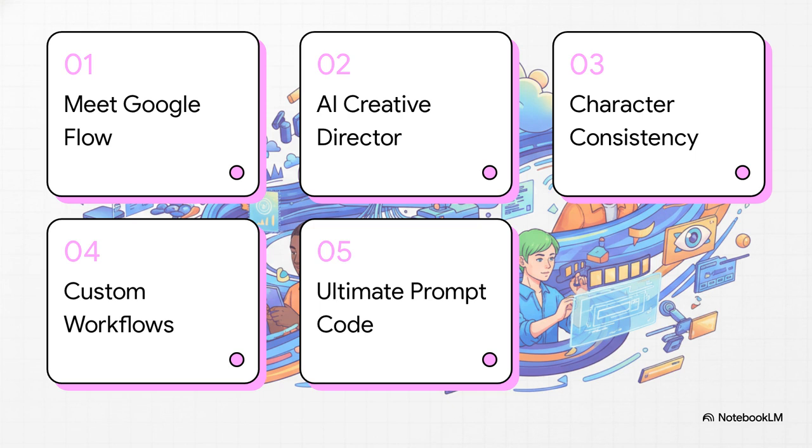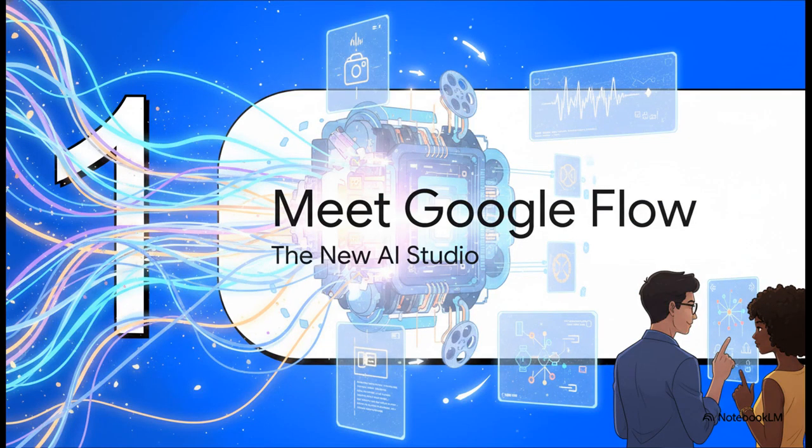Here's our roadmap for today. 1. Meet Google Flow. 2. The AI Creative Director. 3. Mastering character consistency. 4. Building custom workflows. And 5. The ultimate prompting cheat code. Let's get into it.